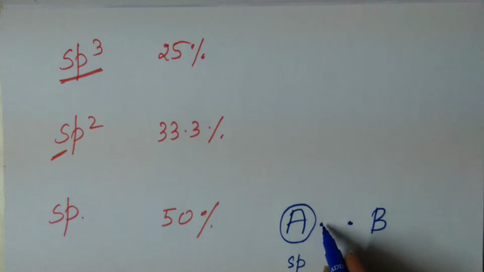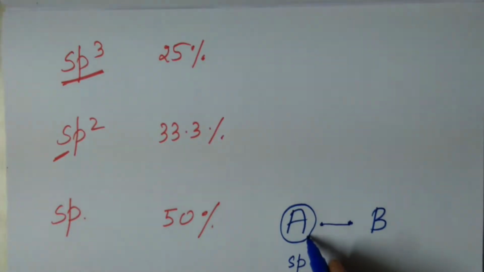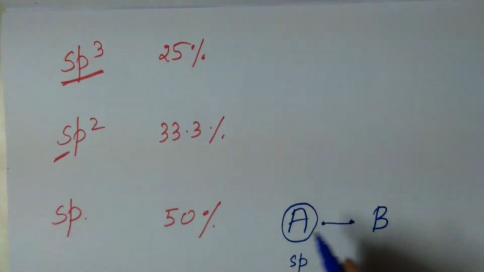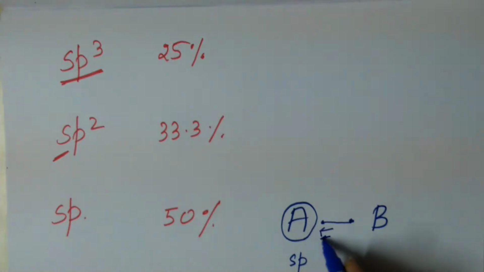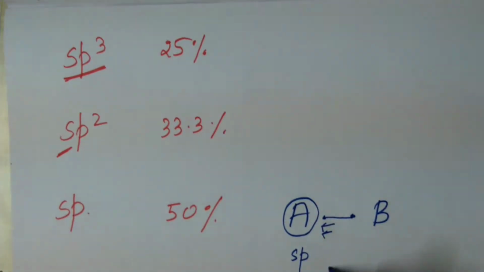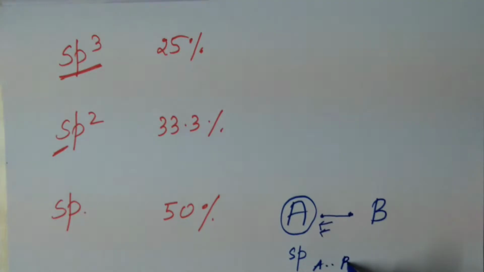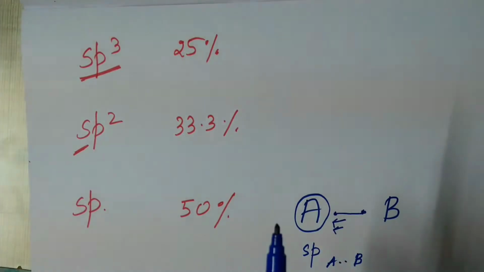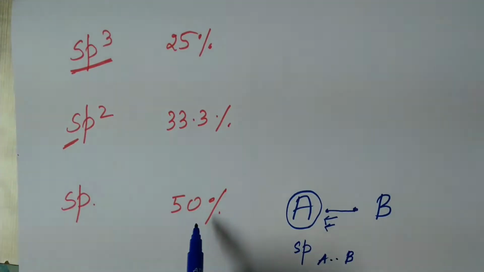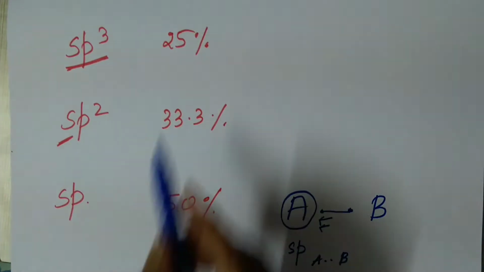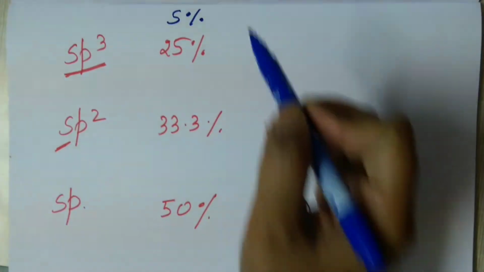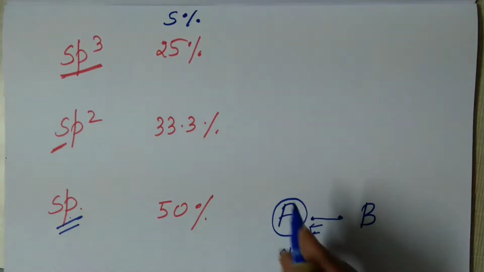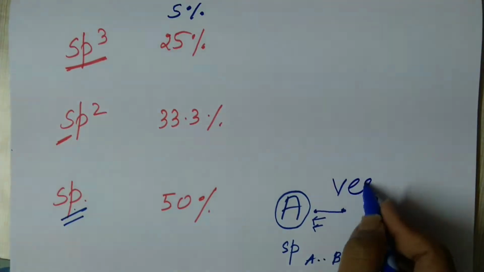Done. So what will happen? A bond is formed. A is more electronegative. So what happens? S character is more. So electrons are pulled more towards A and the bond length decreases. So greater the S character, greater is the electronegativity. So whose character is more here? S character is more. This is percentage of S. So 50%. Therefore electronegativity in a molecule having sp is very high.